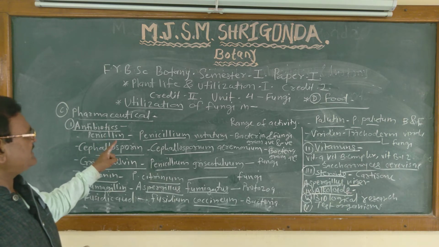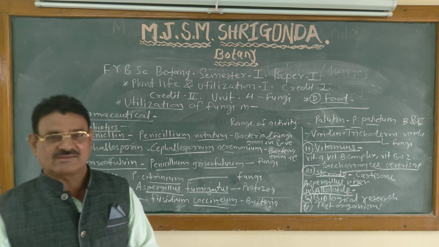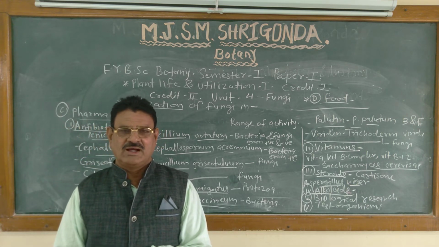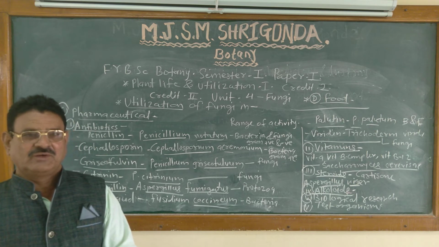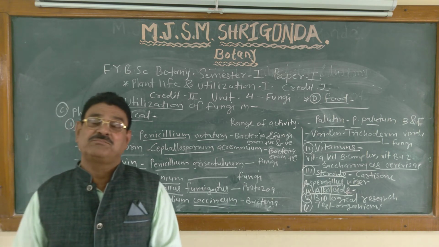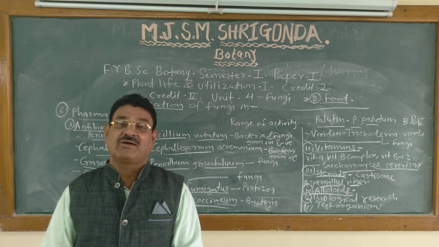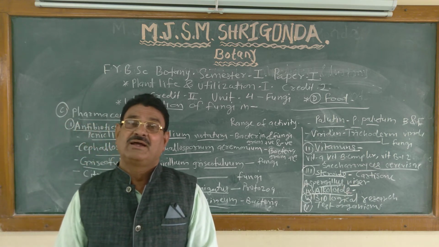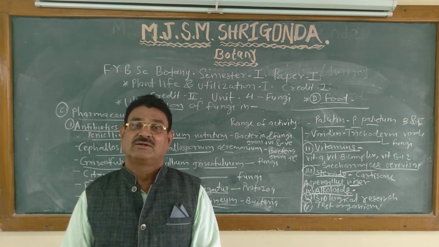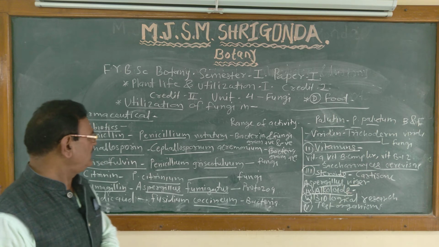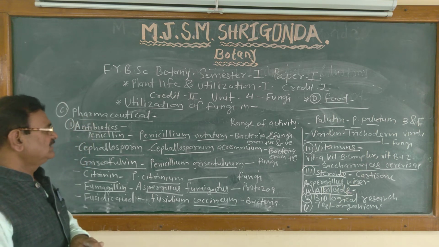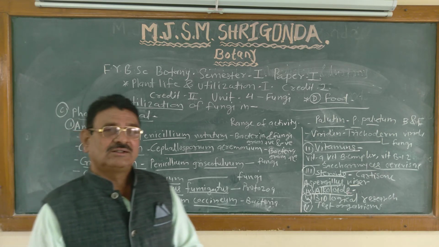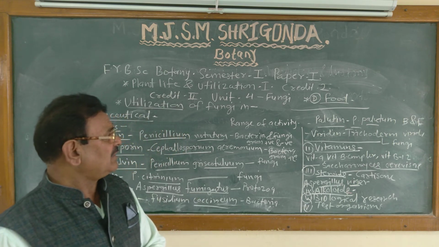The antibiotic penicillin is an important drug obtained from the fungus Penicillium notatum against gram-positive and gram-negative bacterial infections. This is the important fungus whose range of activity is gram-positive and gram-negative bacteria, and this drug is very important to human beings. Then second antibiotic, cephalosporin. This antibiotic is obtained from Cephalosporium acremonium. Range of activity is gram-positive only.